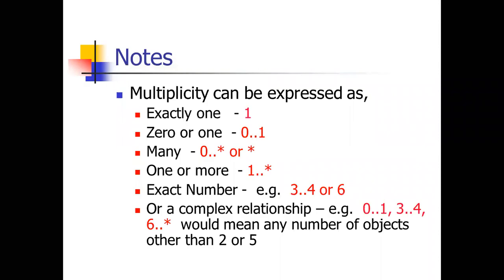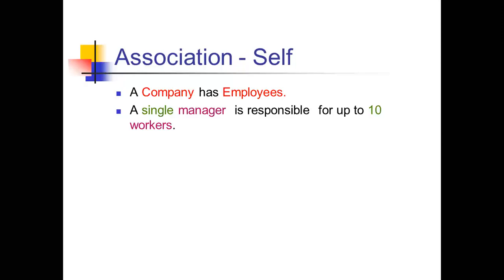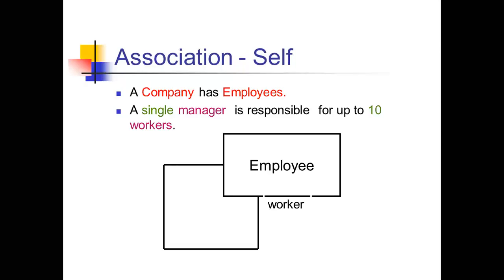Multiplicities can be expressed as exactly one, zero to one, or many, one or more, or one to many, or an exact number, like 3 to 4 or 6. Then we can give a complex relationship also, like 0 to 1, 3 to 4, 6. We can give the multiplicity as a number of objects. This is the example of self association.